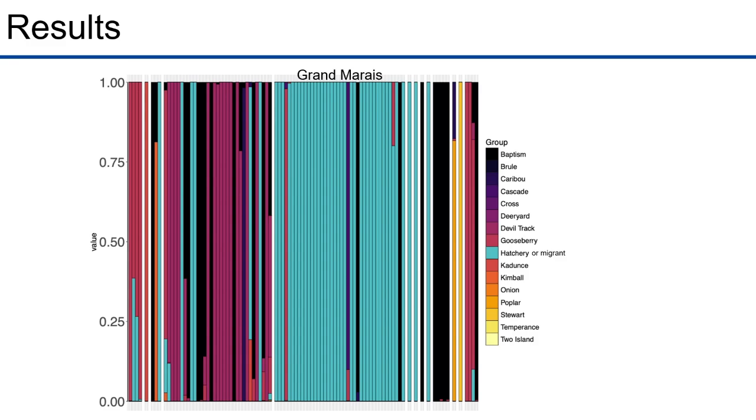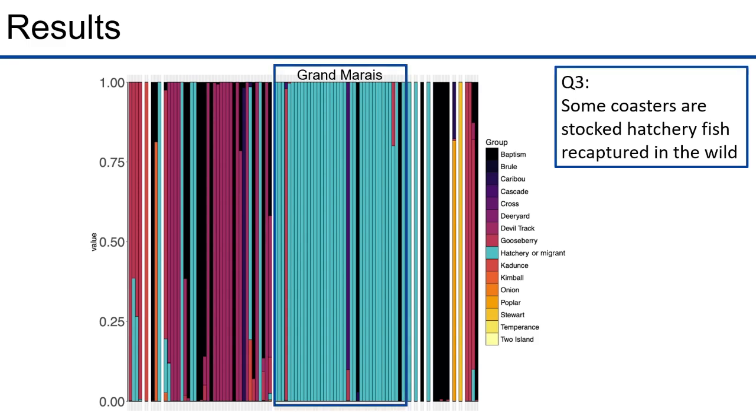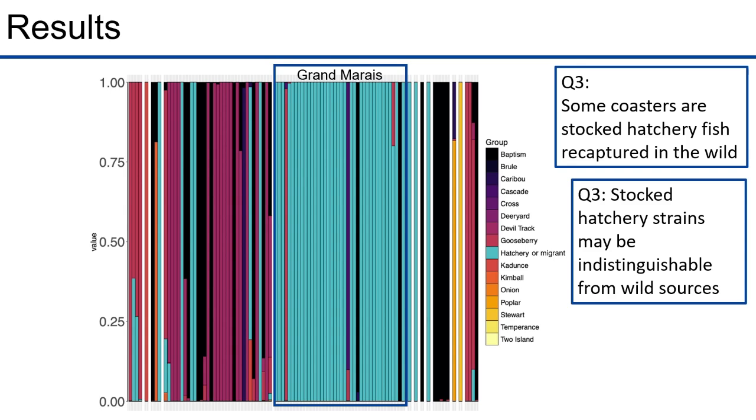And I want to draw your attention to this big block here around Grand Marais. These are all fish that we'd consider coasters. They're sampled in the lake proper. And you might see that there's a big blue chunk. So what's going on with this? One possibility is that some of the coasters that we're sampling in Grand Marais are actually stocked hatchery fish that have been recaptured in the wild. However, it's a little bit more nuanced than that. If we think about our hatchery broodstock sources, it might be very difficult to distinguish hatchery broodstock, for example, sourced in the Nipigon region, from a wild Nipigon fish that simply moved down into the Grand Marais area.